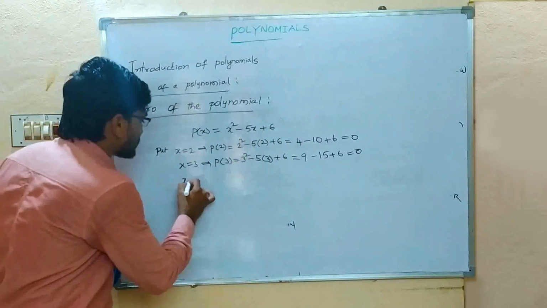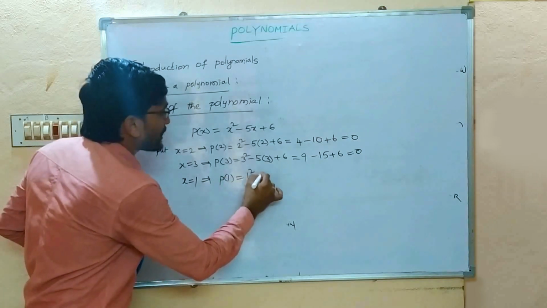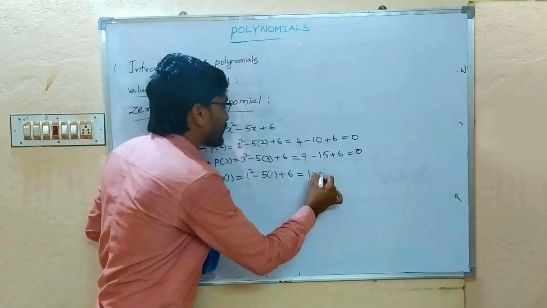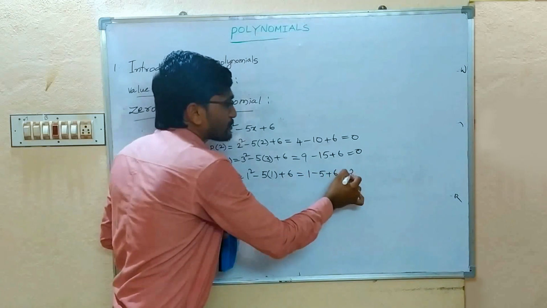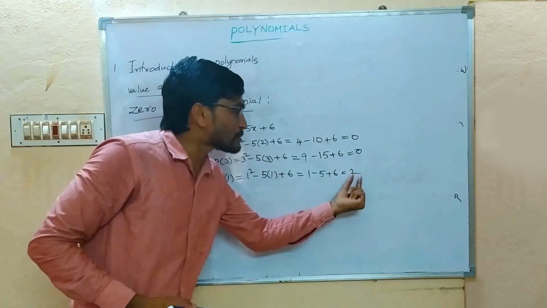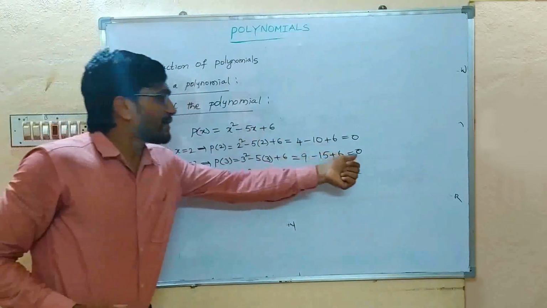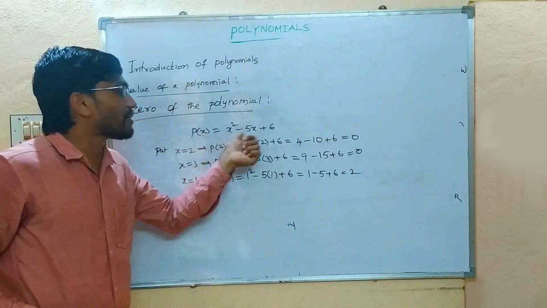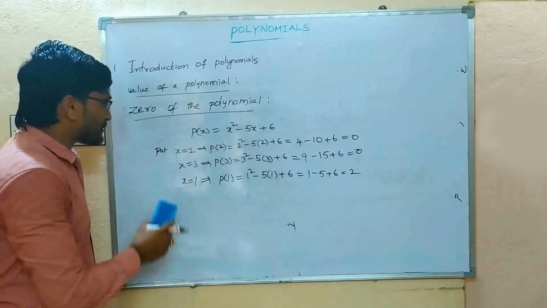Suppose I substitute in place of x as 1. P of 1 is equal to 1 square minus 5 into 1 plus 6. 1 square is 1, minus 5 into 1 is 5, plus 6. 1 plus 6 is 7, 7 minus 5 is 2. So here we get p of 1 is equal to 2. So 1 is not a zero of this polynomial. Here we get p of 3 equal to 0, hence 3 is a zero of this polynomial. 2 is a zero of this polynomial. That is about zero of the polynomial.